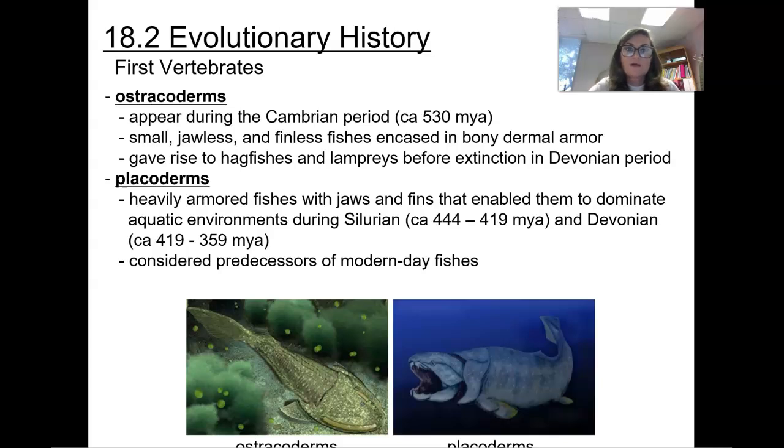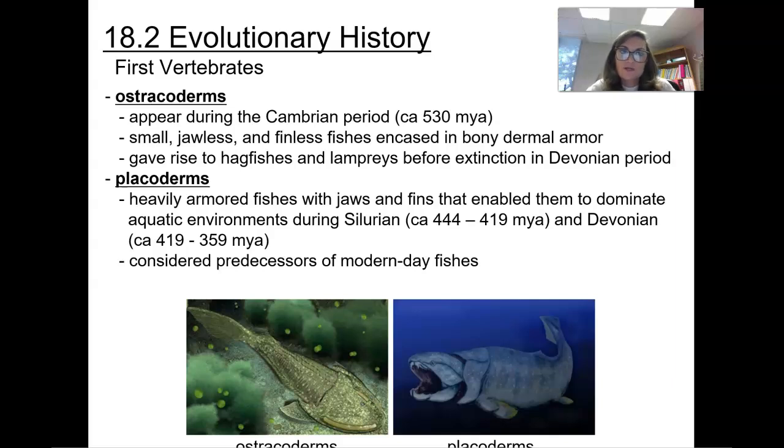Ostracoderms are going to be appearing around 530 million years ago in the Cambrian period. They're going to be small, jawless, and finless fish that are going to be encased in a bony dermal armor. These are going to give rise to things like hagfish and lampreys before the extinction of the Devonian period.